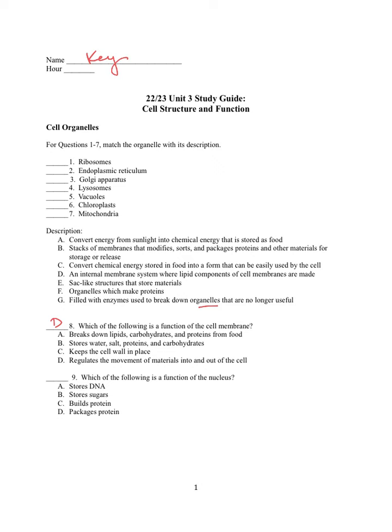And then number 9 says, which of the following is a function of the nucleus? Remember that the nucleus controls the cell's activity, and one of its most important jobs in doing that is housing genetic material, which means that A is number 9 because it stores DNA, which is genetic material.